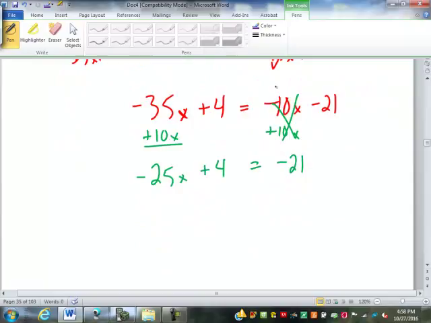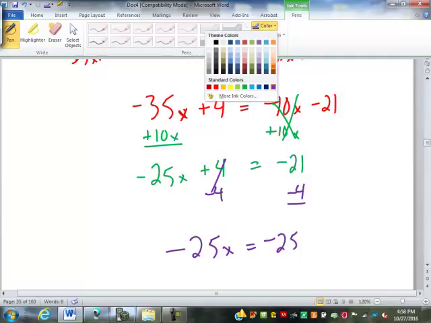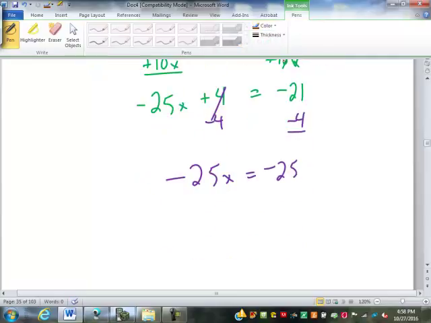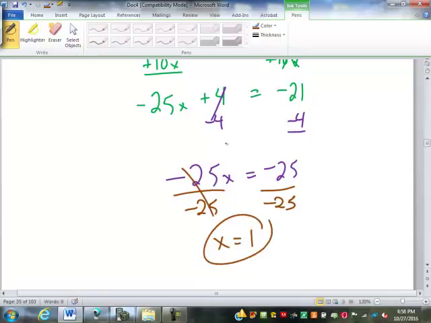Now what? Subtract 4. Now be careful with this one. Negative 21 minus 4 is negative 25. And then divide by negative 25. X equals 1. All that work for x equals 1.